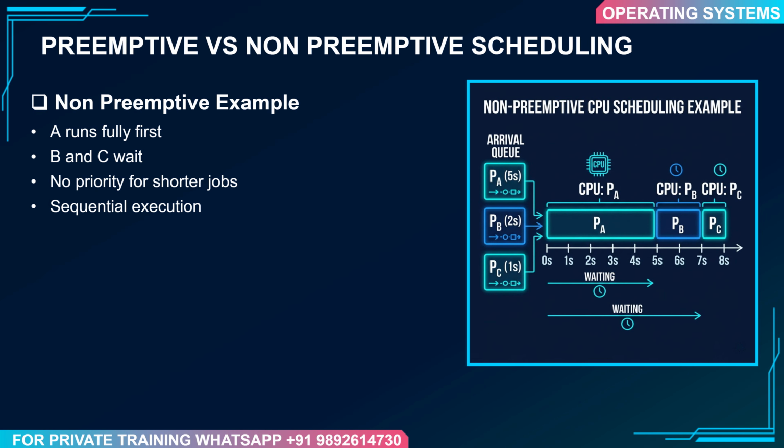Let's take a simple example. Suppose three processes arrive in this order. Process A takes 5 seconds, process B takes 2 seconds, and process C takes 1 second. In non-preemptive scheduling, process A starts first and runs for the full 5 seconds. Even though B and C are shorter and could finish quickly, they have to wait. Only after A is completely done does B get the CPU, followed by C.